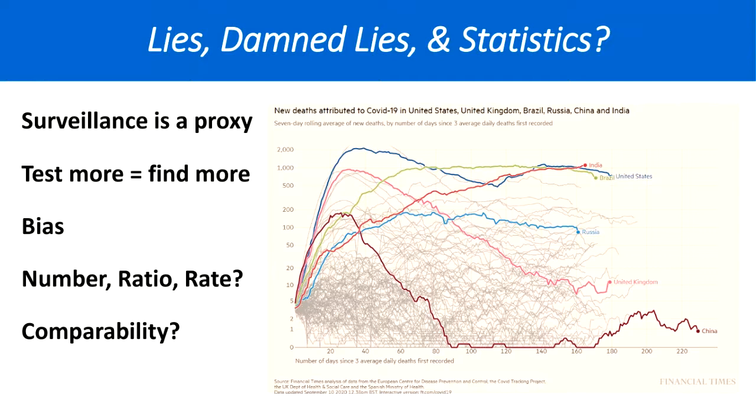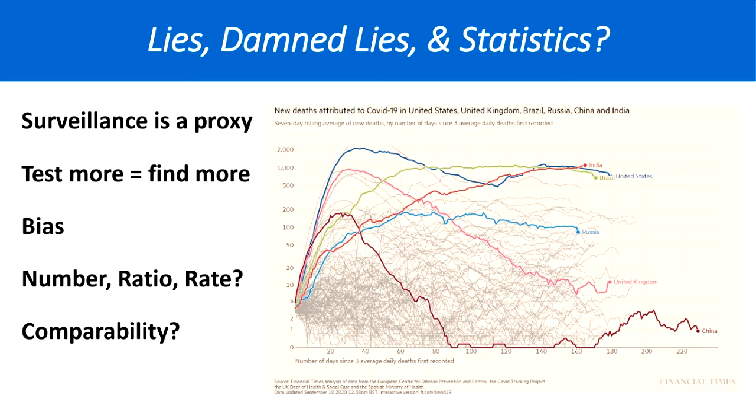Okay, if there's one thing you take away from today, it's for all of us to gain a degree of scientific literacy, an understanding of the science, because there are lies, damn lies, and statistics, and a lot of people struggle to interpret it. The data we often see in graphs like this one from the Financial Times don't show all cases. Surveillance is a proxy. It only shows cases that are reported.